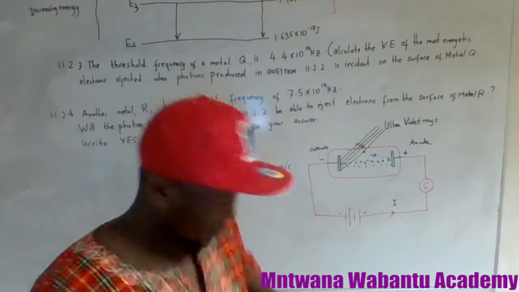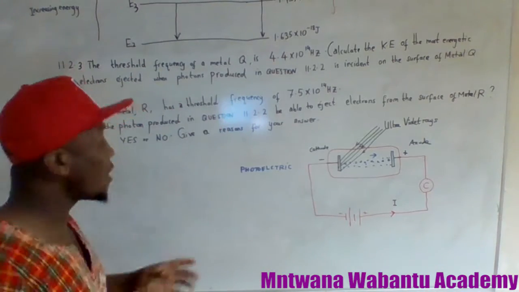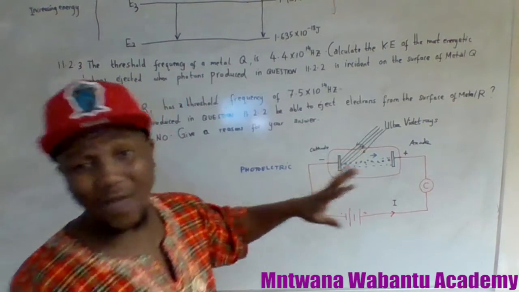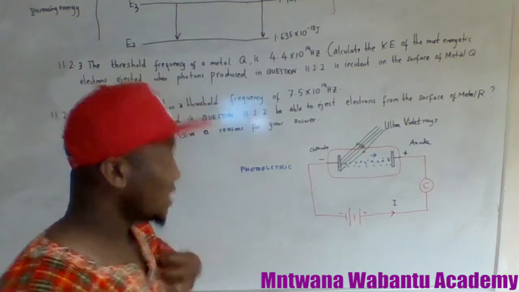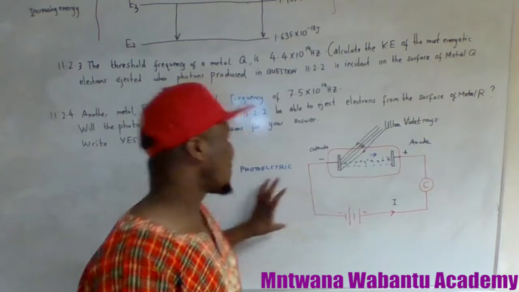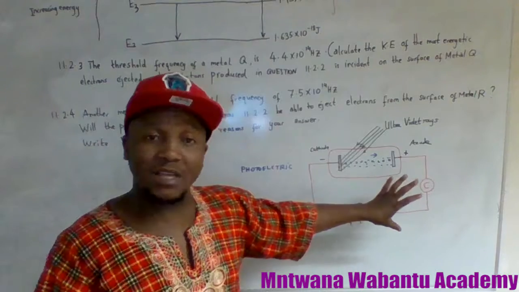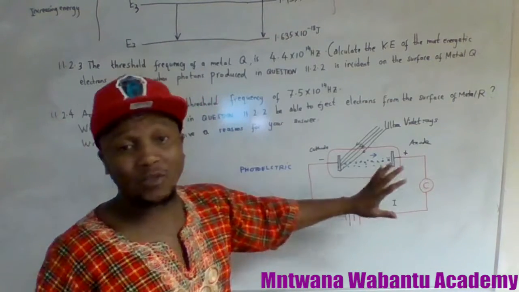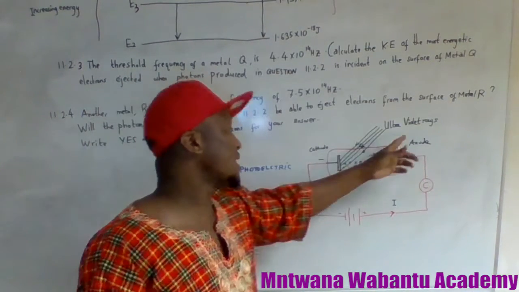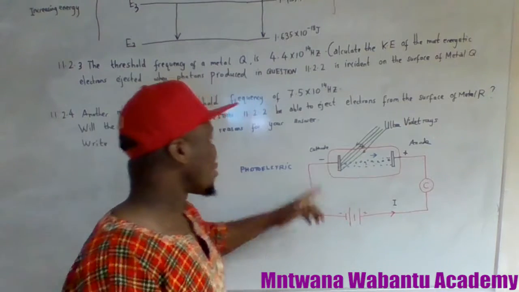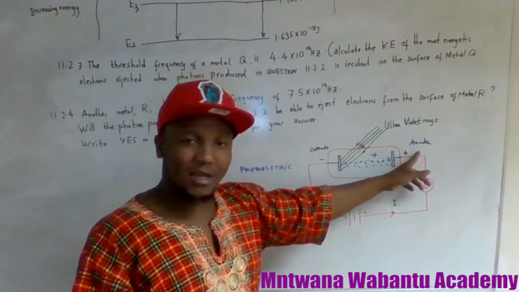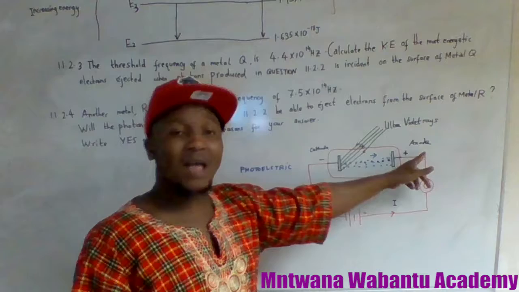So first of all, I want to explain to you how the photoelectric effect works. Look here. This is how the photoelectric setup looks. Do you understand what I'm saying? Let's say you have an ultraviolet light. The light comes in here. We have a cathode and an anode. The cathode is negative charge and the anode is positive charge.